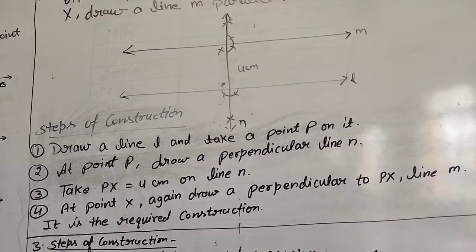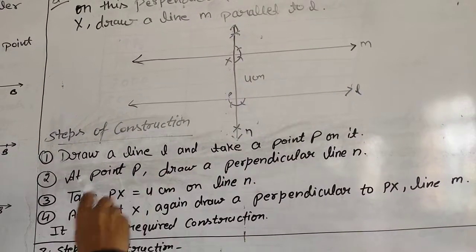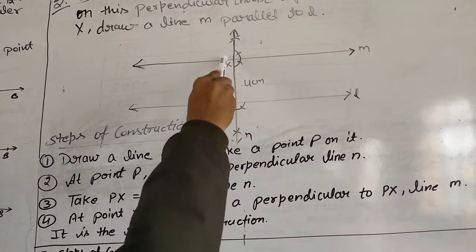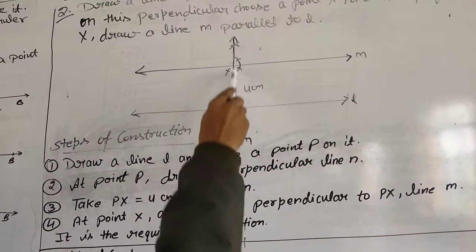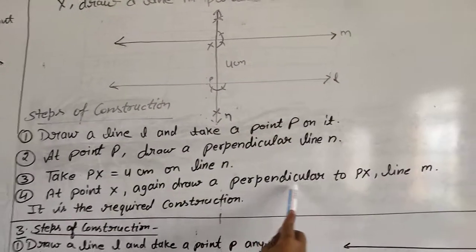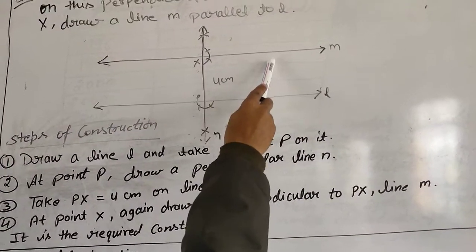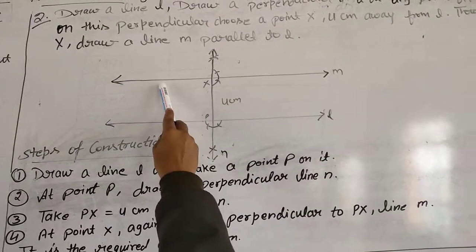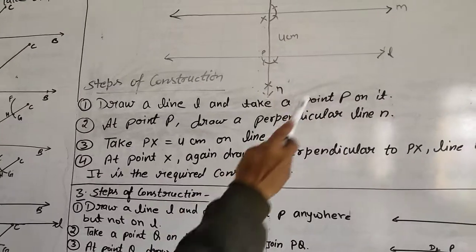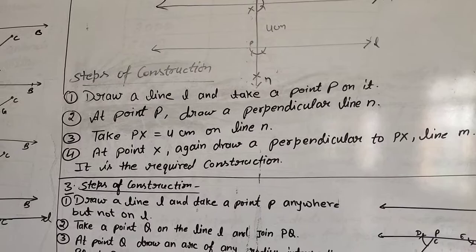So take a radius of 4 cm on the compass, and from the center P draw an arc. This length is 4 cm. At point X, again draw a perpendicular to PX. This line perpendicular at X is line M. Now this is the required construction. Both are parallel lines.